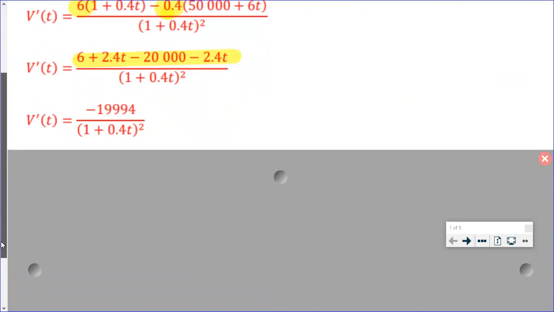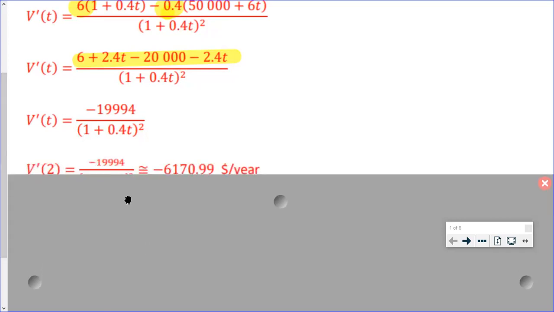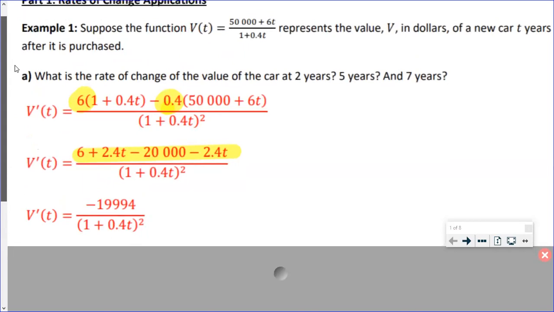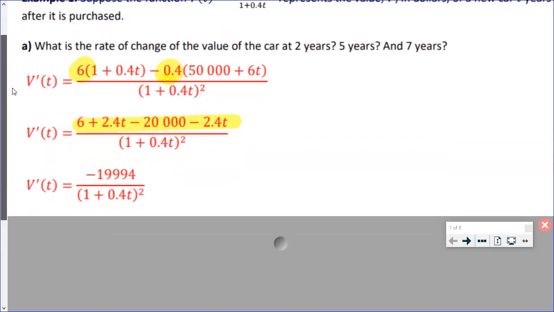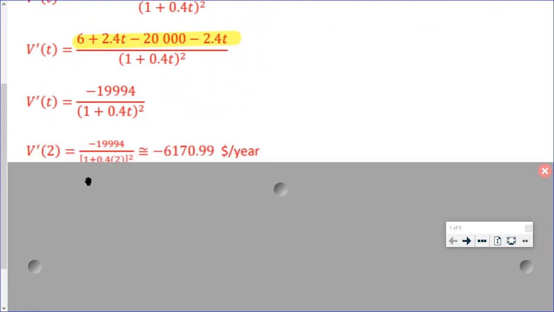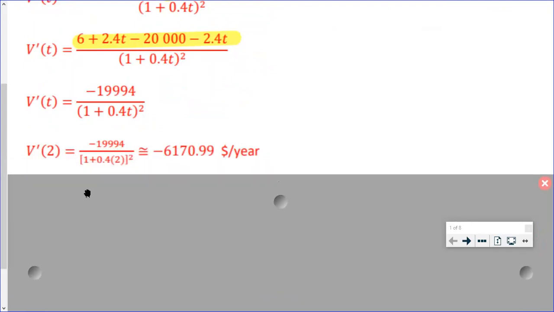When I simplify my numerator, the positive 2.4t eliminates with the negative 2.4t. So I get an actual number in my numerator, and that number cannot be reduced with my denominator. But because the question asked me to find the rate of change of the car at 2 years, 5 years, and 7 years, with this derivative formula, I can find when t is equal to 2 years by plugging it straight into the equation to get a value in dollars per year.